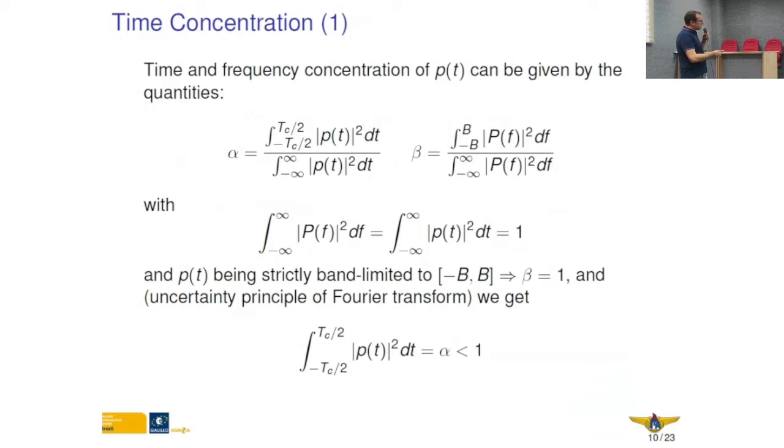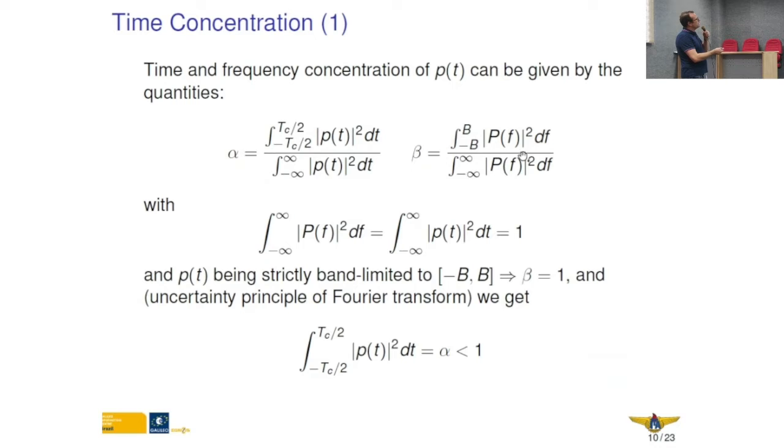What is time concentration? We already talked about this, so here's a definition. Alpha is our time concentration. This means the energy of the pulse within the chip duration divided by the total energy of the chip pulse shape. And here we have the bandwidth concentration, or frequency concentration, beta.